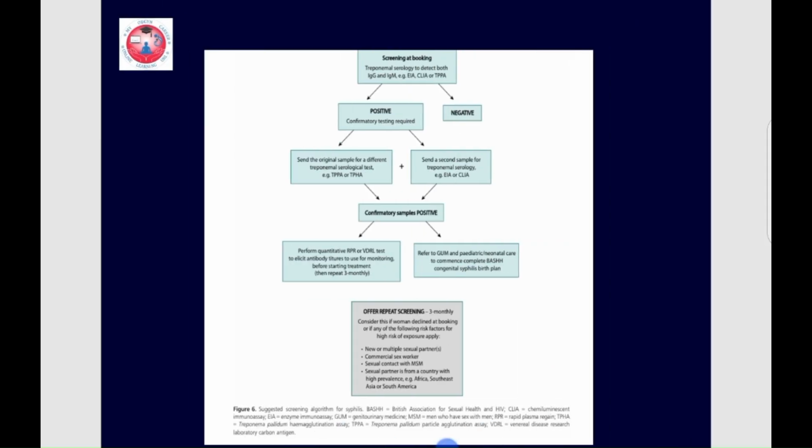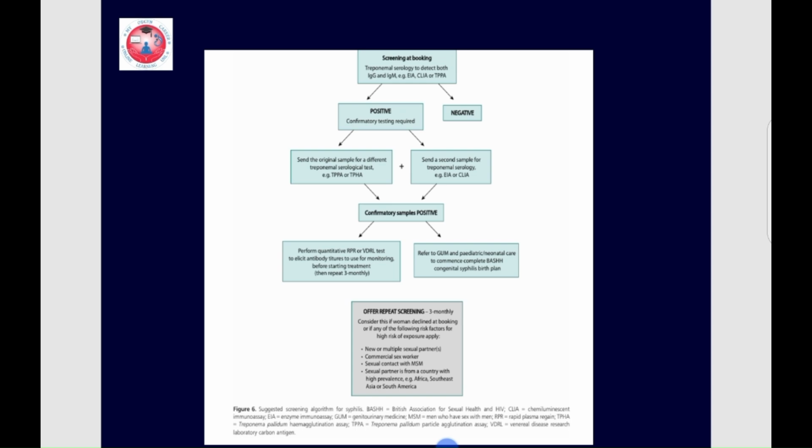Okay, so look at this particular flowchart. What we are doing is, when the patient comes for booking, we screen the patient. The test we are going to use is a treponemal test which detects both IgG and IgM, and the tests are EIA, CLIA, TPPA or TPHA. Out of TPPA and TPHA, we prefer TPPA. So out of these tests, we will use one test. Suppose we use EIA or CLIA on the sample, and the test is positive. In that case, what do we have to do?